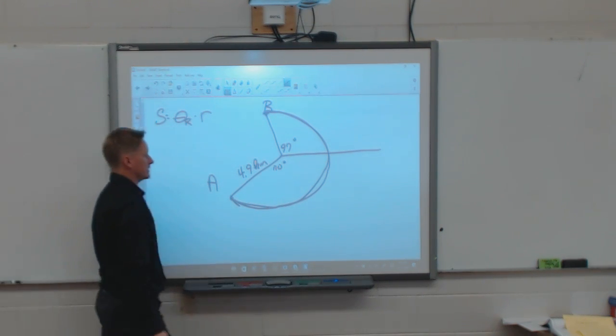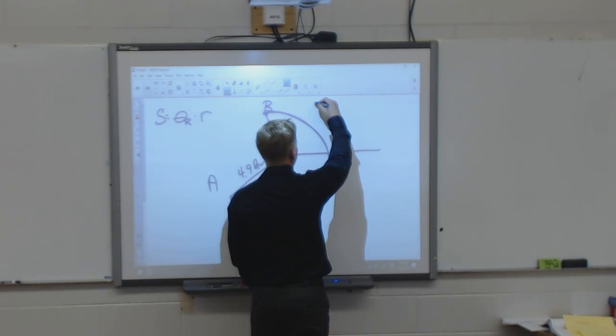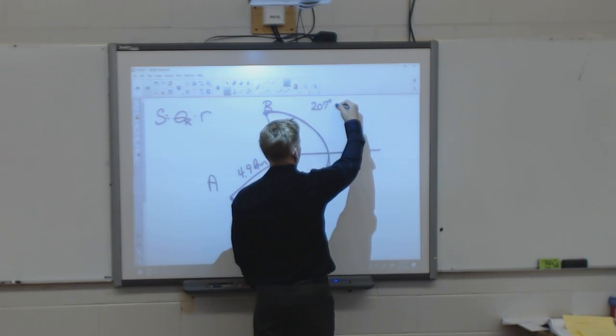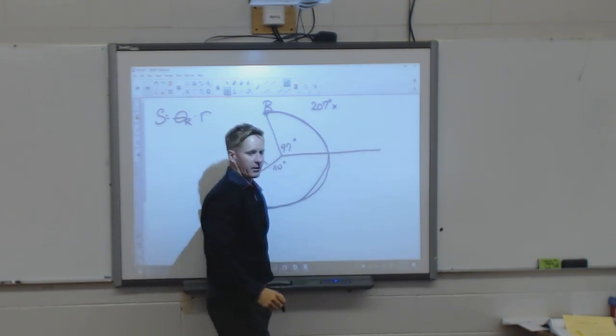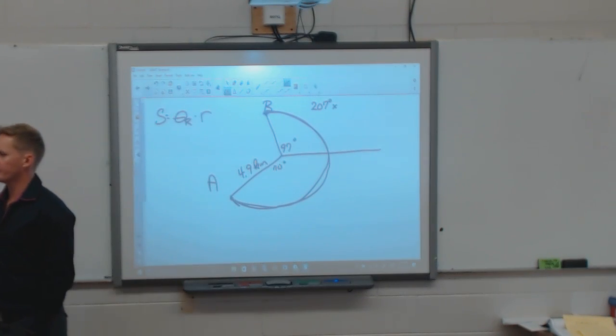Convert the degrees to radians. So we have 207 degrees, and we need to convert it. So what's my ratio to go from degrees to radians?